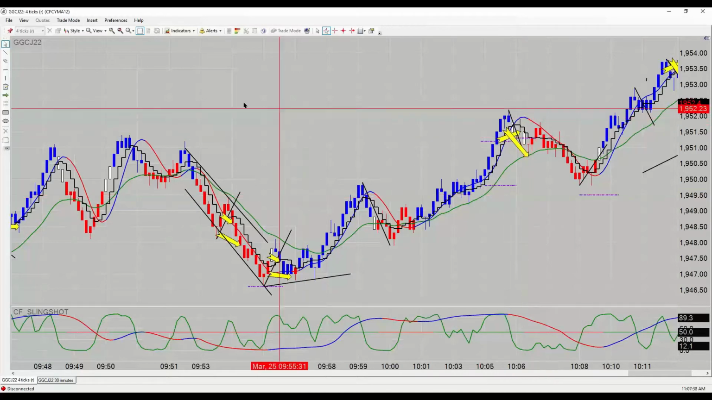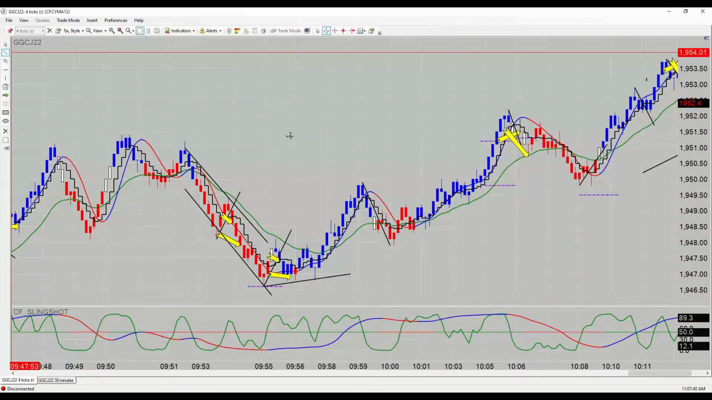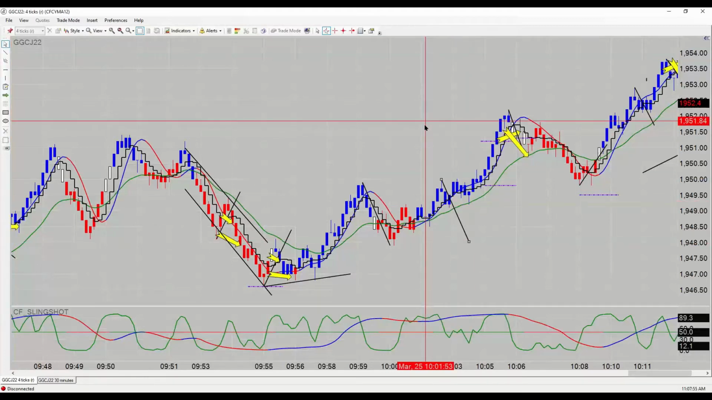Now earlier, there was a statement, or a question: the trend lines are arbitrary. No, no, they are not. The trend lines are exact. They are precise. They need to be. Otherwise, they're meaningless.